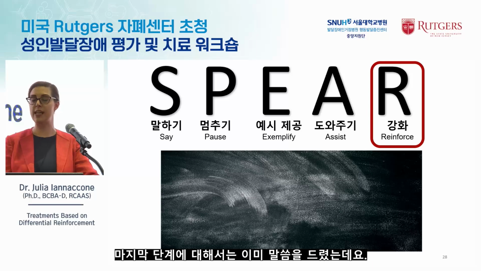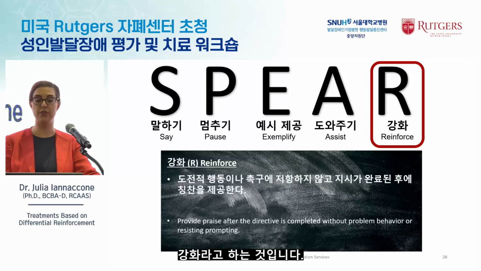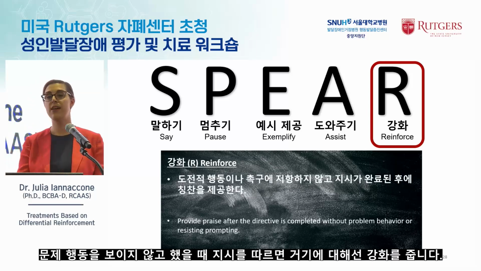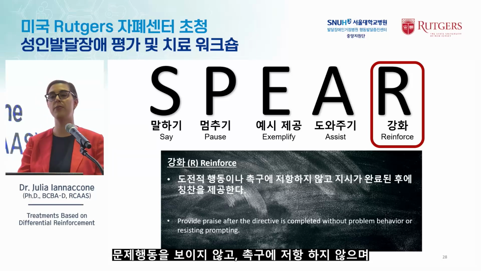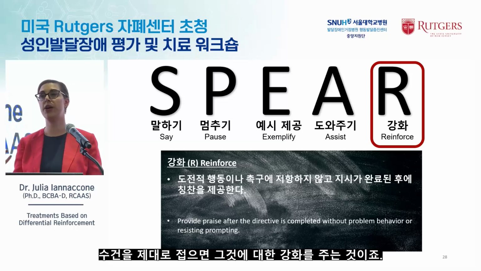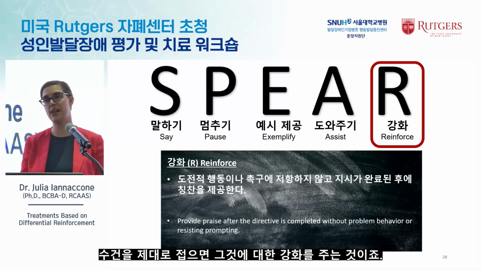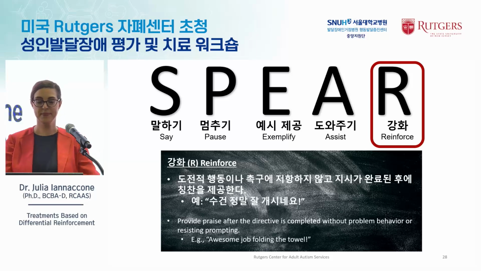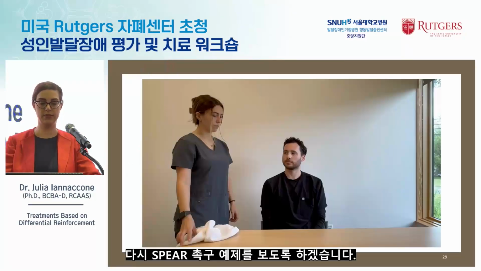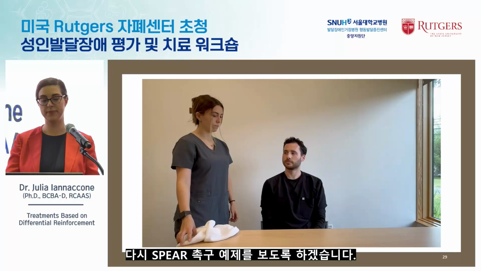All right, and the last step, which we already kind of talked about, is R, reinforce. So we provide praise after a directive is completed without problem behavior or resisting the prompt. So as long as they didn't resist the prompt or engage in problem behavior, great job, Bruce, folding that towel. I'll give you an example of the whole SPEAR prompting.